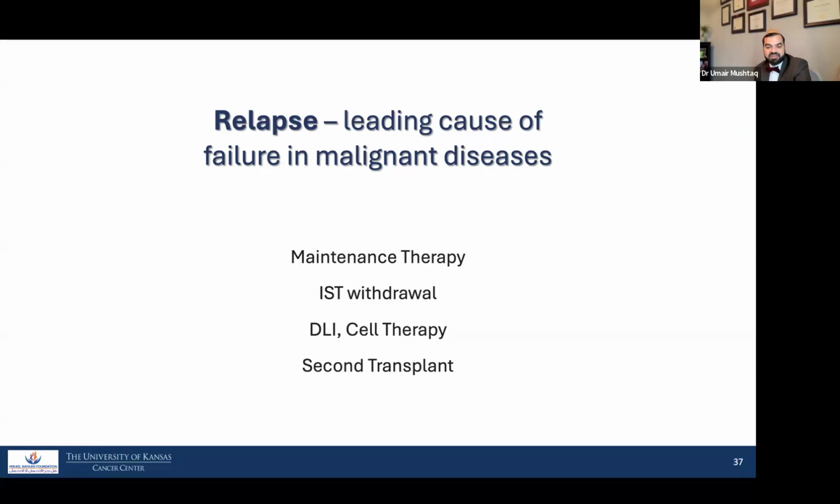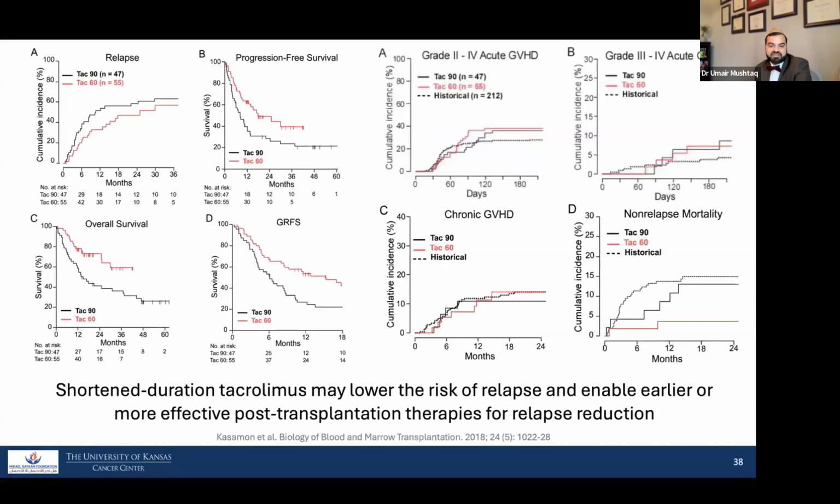Second transplant obviously can be done as well. These are the slides showing the Hopkins group reported that shortened duration tacrolimus reduces relapse risk. And here you see that overall survival is higher, progression-free survival is higher, relapse rates are lower. All those small numbers, but this is encouraging data supporting stopping immune suppression early. And if you have concerns for GVHD, you can always continue it. But if there is no GVHD, this will make the case for stopping it.